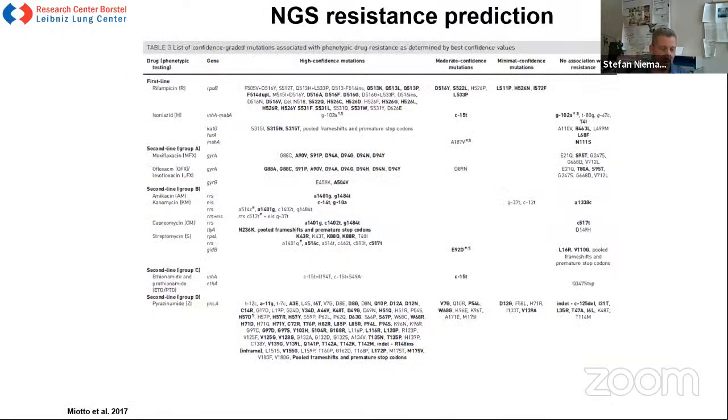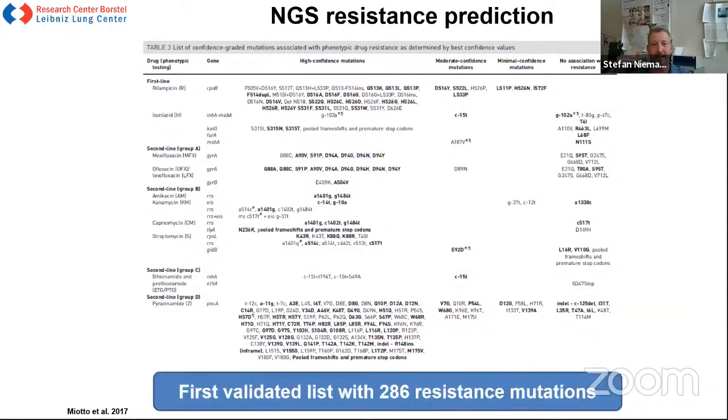So what is now our knowledge on resistance mutations and on mutations that may not confer resistance? This is one of the first attempts to get a curated, accepted catalog of resistance mutations. It was done in a large collaborative framework, led by our friend Paolo Miotto. Basically this was a starting point where we proposed a first validated list of 286 resistance mutations.